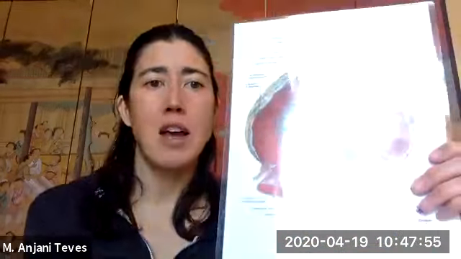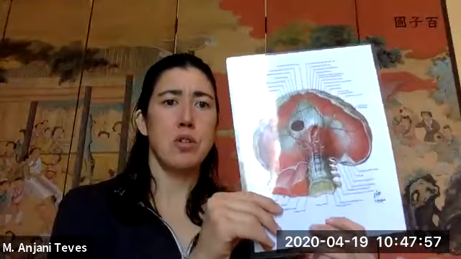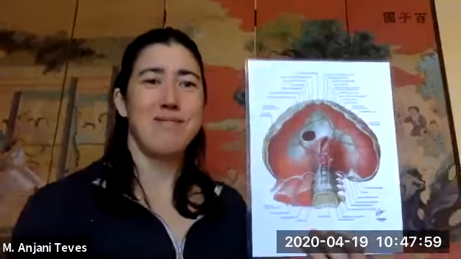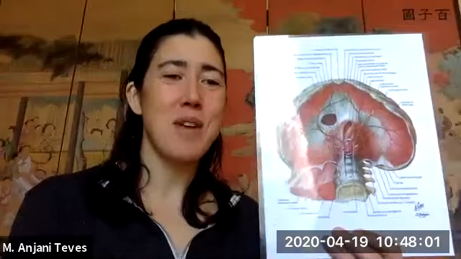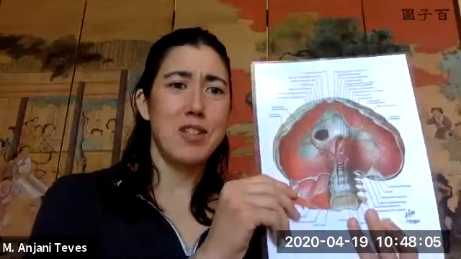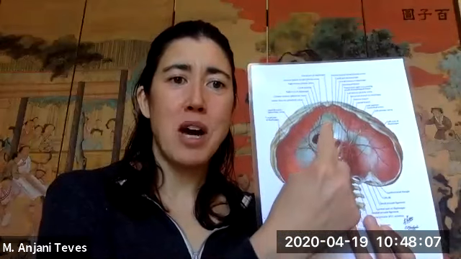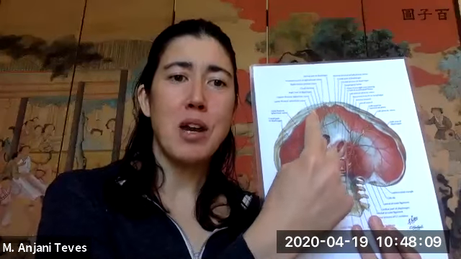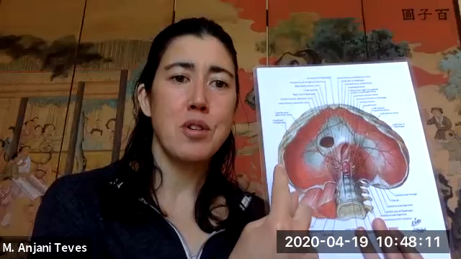Your thoracic diaphragm is a sheet of muscle attached to the bottom of your sternum, the bottom of your ribs. Here's the tip of your 11th rib out here. Here's the tip of your 12th rib. So it's attached to the bottom of the rib cage.